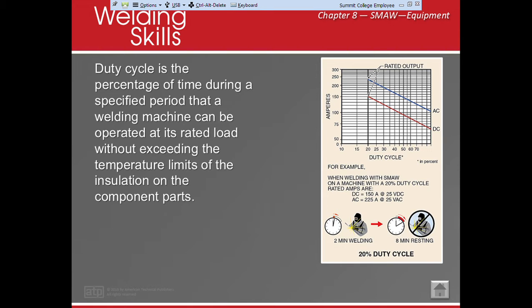All right, duty cycle is a percentage of time during a specified period that the welding machine can be operated at its rated load without exceeding the temperature limits. That period of time is 10 minutes. Okay, so if I have a 20% duty cycle, okay, it's 0.20 times 10, which would be 2 minutes.